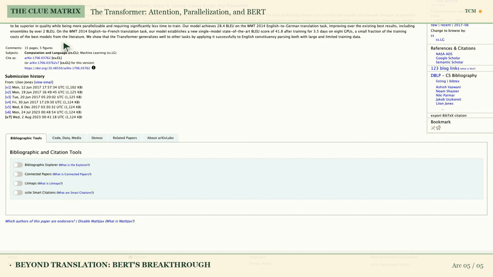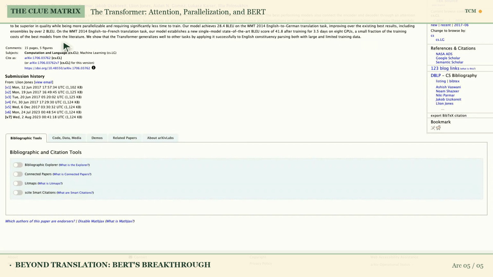The second task was next sentence prediction. BERT was given pairs of sentences and had to predict if the second sentence logically followed the first. This helped it learn relationships between sentences, crucial for tasks like question answering. So it didn't just learn about words, but about how sentences connect to form coherent text. This is why BERT became so foundational for so many NLP applications, far beyond machine translation.